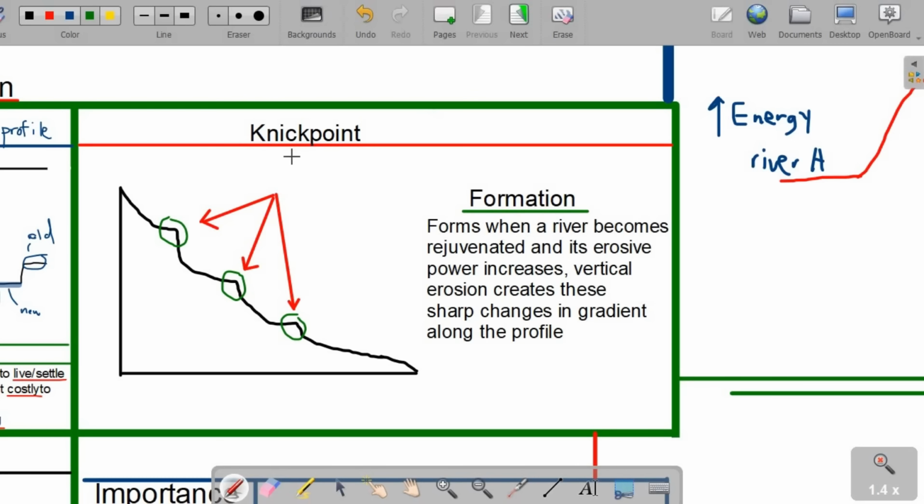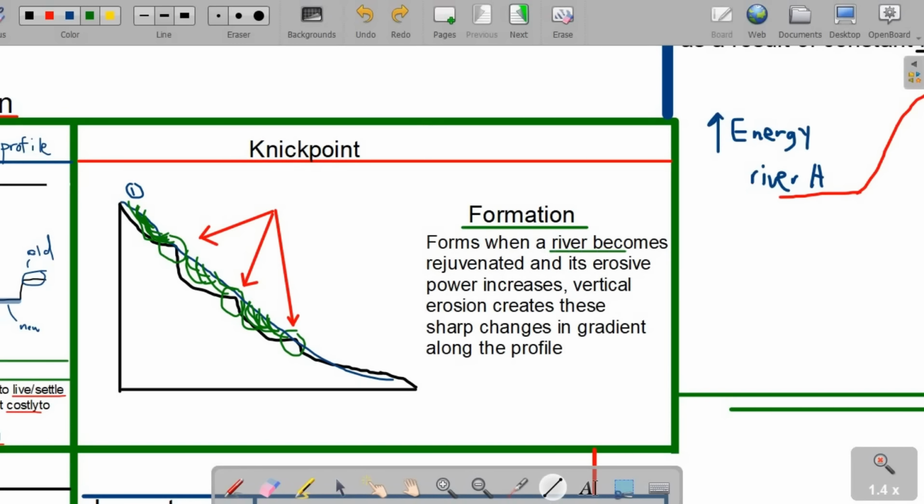So how do nick points form? Well, let's say, for an example, you once had a profile that was going on like that. Okay, that was the profile that you had at first. And then what happened? The river got rejuvenated, and then this material was removed. So you can imagine removing a lot of material, removing a lot of material, and then removing a lot of material over there like that, through downward erosion, vertical erosion. So of course, if you remove that material, you will leave these sharp changes. Maybe let's say these are your harder layers, okay, like that.